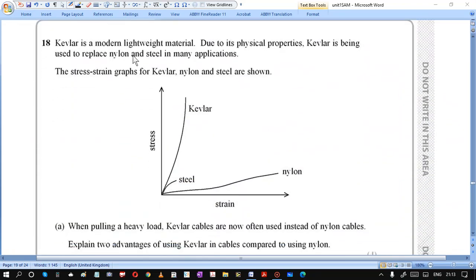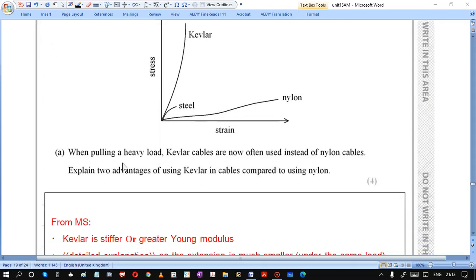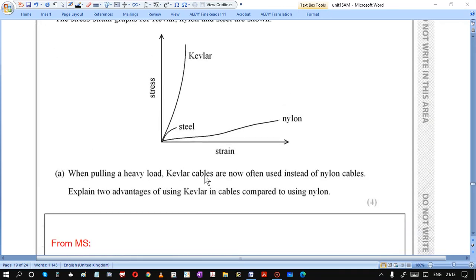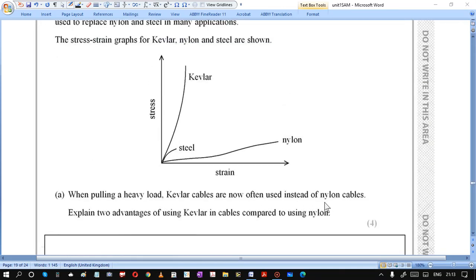Kevlar is a modern lightweight material. Due to its physical properties, Kevlar is being used to replace nylon and steel in many applications. The stress-strain graphs for Kevlar, nylon, and steel are shown. When pulling a heavy load, Kevlar cables are now often used instead of nylon cables. Explain two advantages of using Kevlar in cables compared to using nylon.